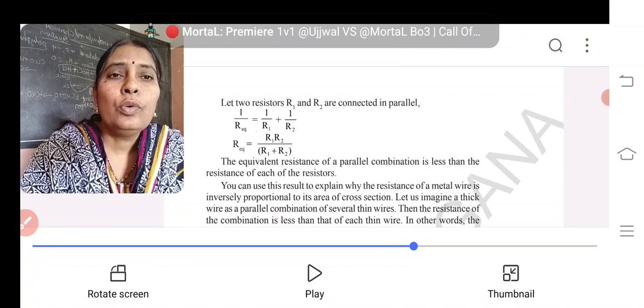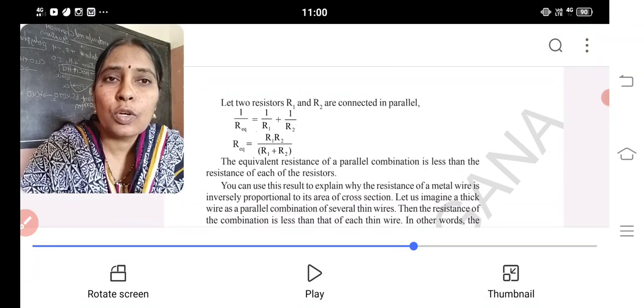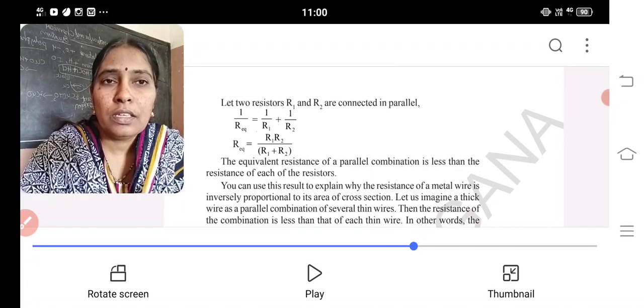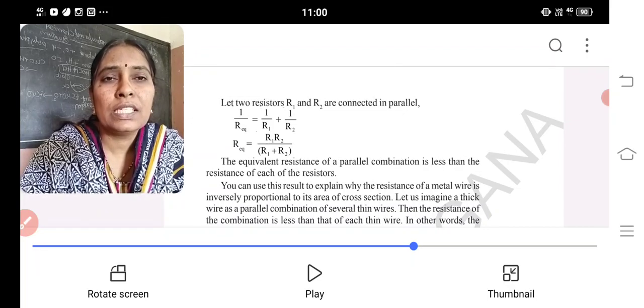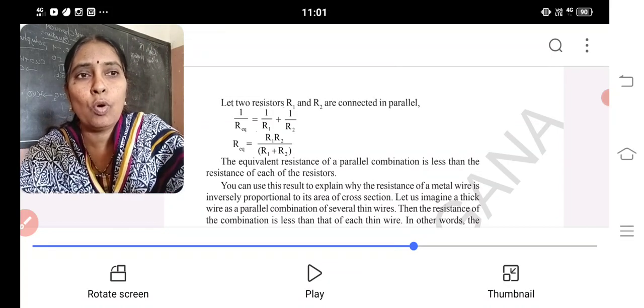Based on that, you can see on the screen, 1 by R equals 1 by R1 plus 1 by R2. What is the equivalent resistance? R equals R1 R2 by R1 plus R2. That is the reciprocal, it is given. So by using this, we have a small problem.